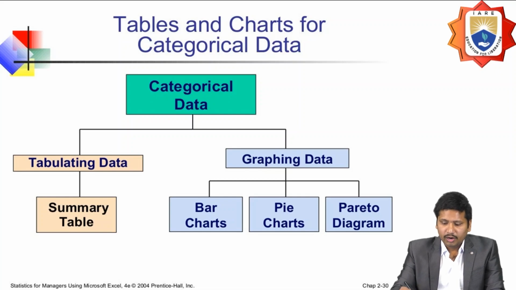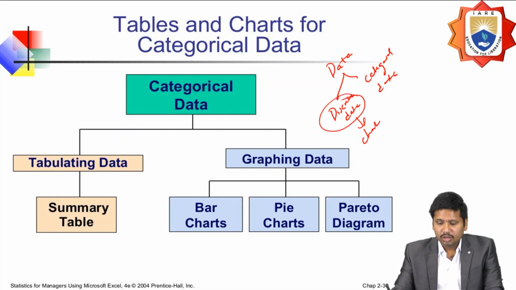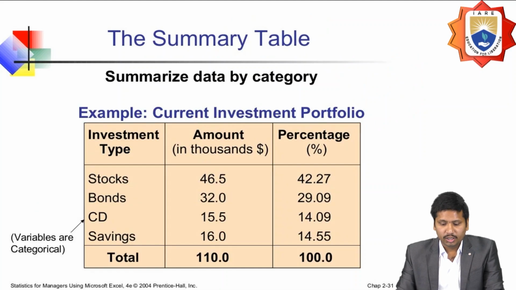Normally we have different types of data: discrete data, and the second one is categorical data. I already told you what charts are available for representing discrete data. Now I'm going to explain what charts are available for representing categorical data: the bar chart, pie chart, and Pareto diagram. These are the different visualization techniques available for representing categorical data.